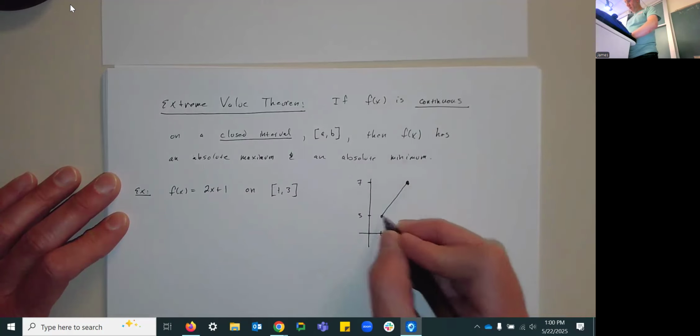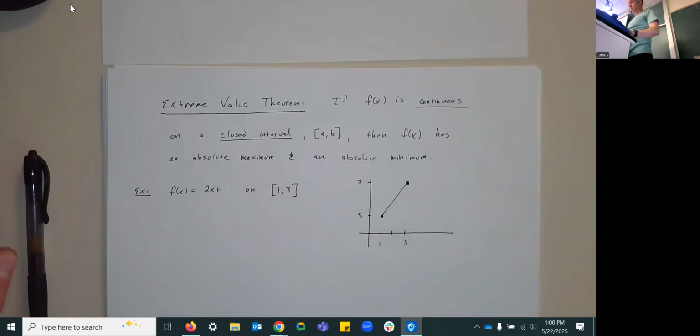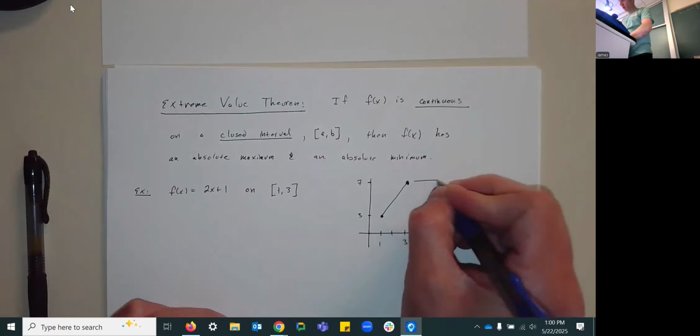So on this interval from 1 to 3, this function certainly has an absolute maximum. It's this right endpoint here. There's my absolute maximum.